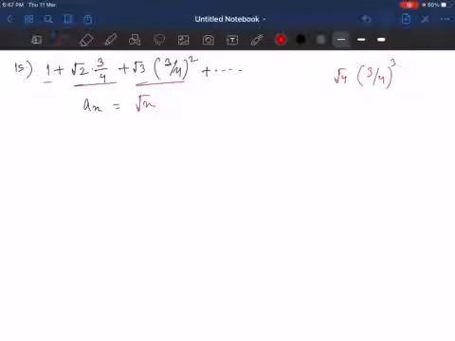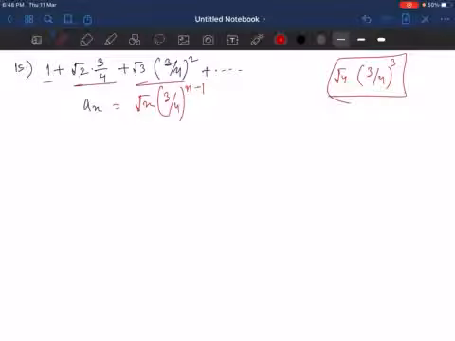Then you see that the power of 3/4 is decreasing. For the second term the power of 3/4 is what? 1. For the third term the power of 3/4 is what? 2. And for the fourth term the power of 3/4 is 3. So obviously for the nth term the power of 3/4 will be n minus 1. So this is my an.